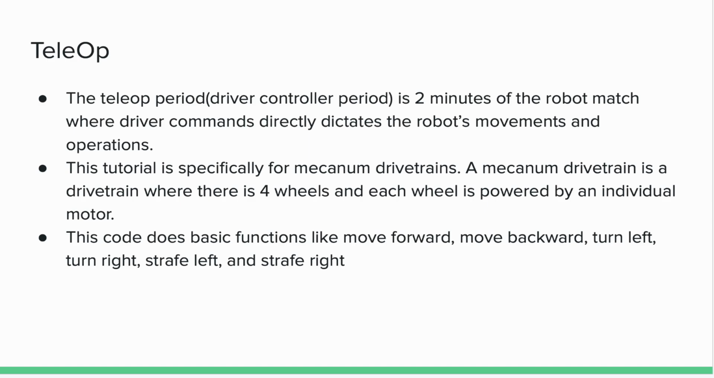A Mecanum drivetrain is a drivetrain where there are 4 wheels and each wheel is powered by its individual motor. This code does basic functions like move forward, move backward, turn left, turn right, strafe left, and strafe right. So let's get into it.